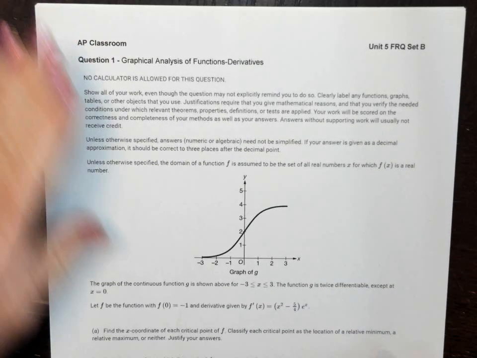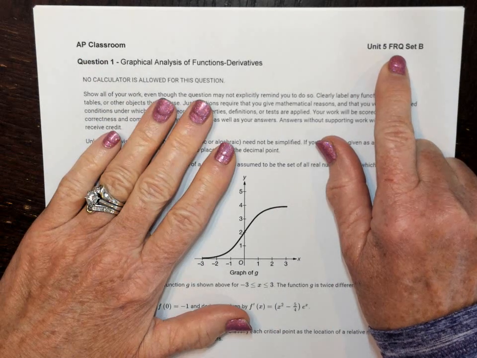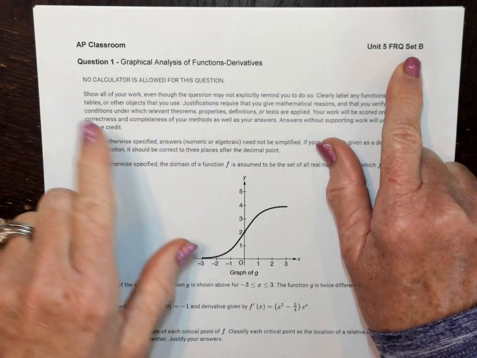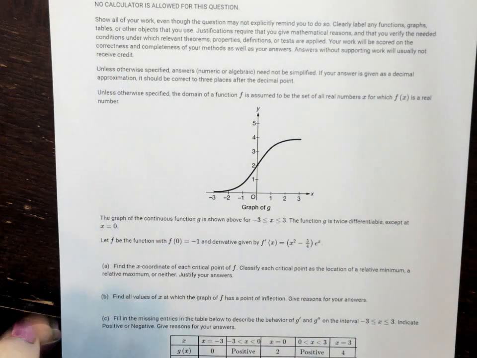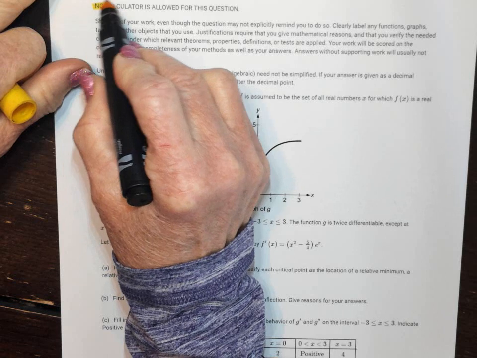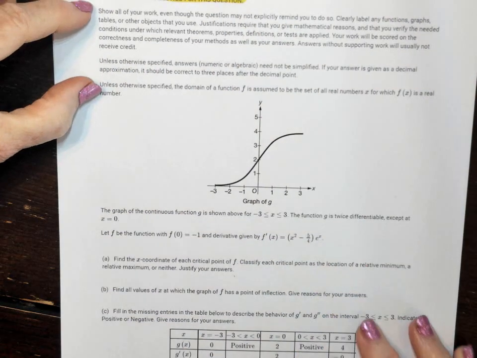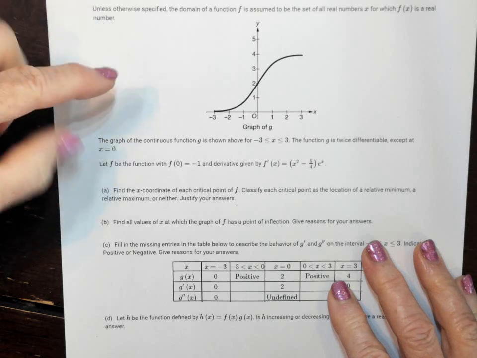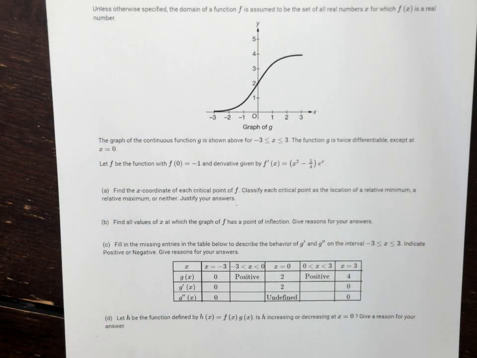Hello, this is AP Classroom Unit 5 Free Response Question Set B, number 1. There is no calculator allowed for this question. This problem actually starts right here at this graph, so let's start taking a look.